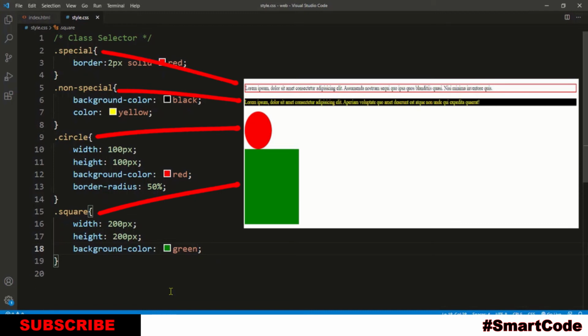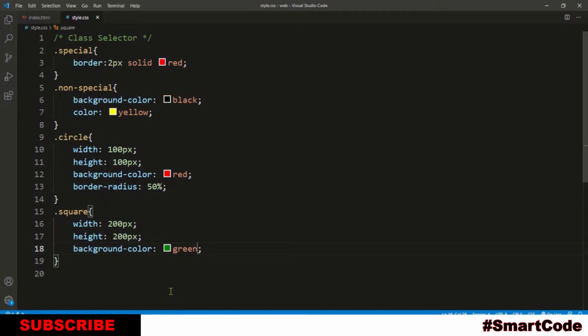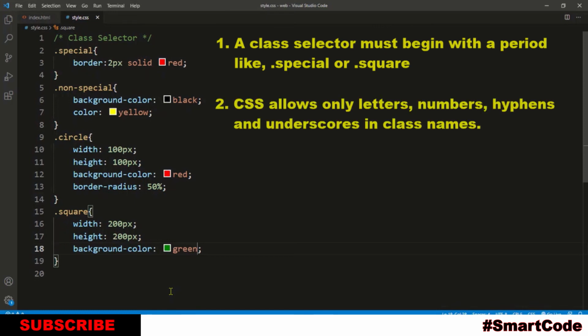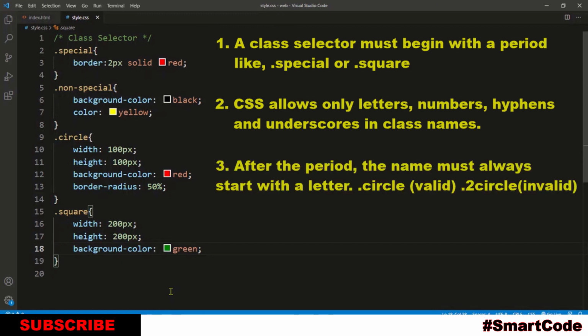Now using the classes and the class selectors, you are able to pinpoint an exact element, right? Before we go ahead and explore what more we can do with class selectors, there are some rules that you need to keep in mind. The first rule is every class selector name must begin with a period. Rule number 2 is CSS allows only letters, numbers, hyphens, and underscores in class names. Rule number 3 is after the period, the name must always start with a letter. If there is another character apart from a letter, then your selector is not valid.